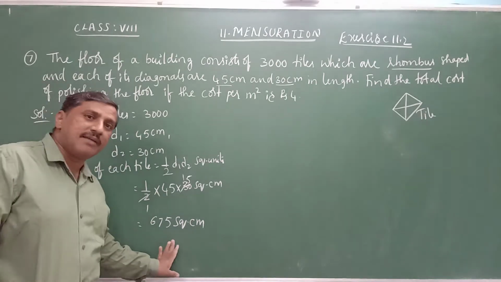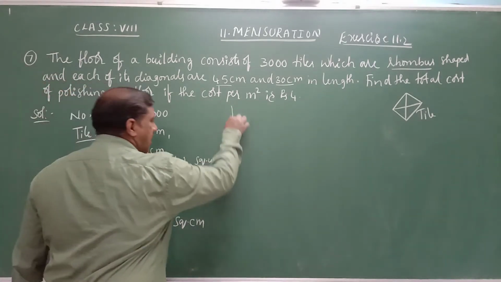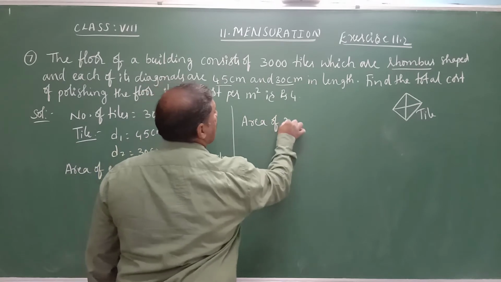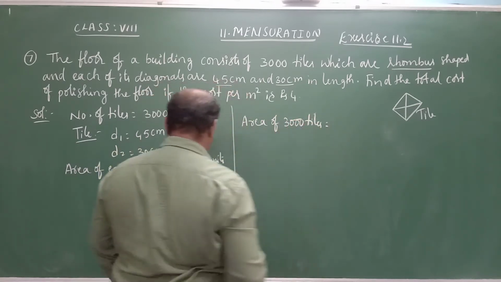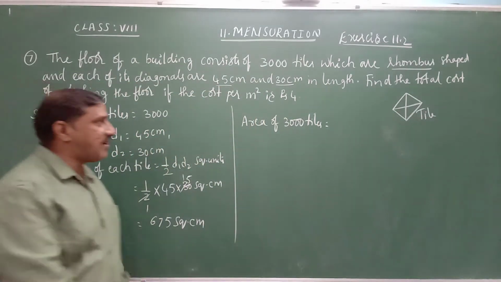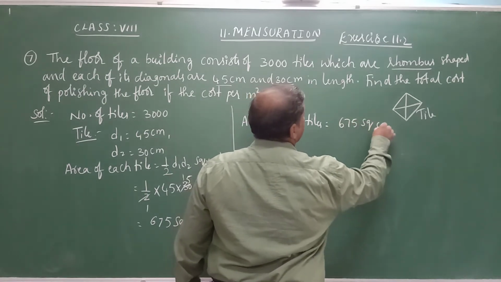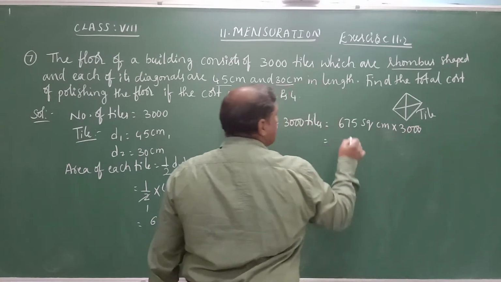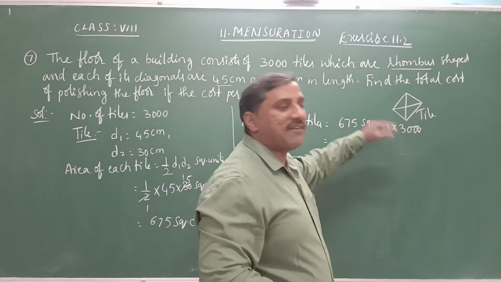675 square centimeters is the area of each tile. Now the area of 3000 tiles is equal to the area of each tile, 675 square centimeters, multiplied by the number of tiles, that is 3000. So multiply with 3000: keep aside the 3 zeros and multiply with 3.